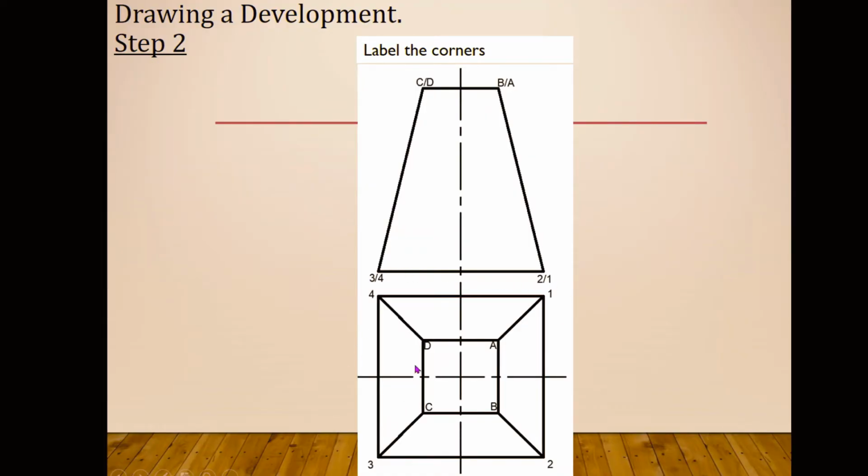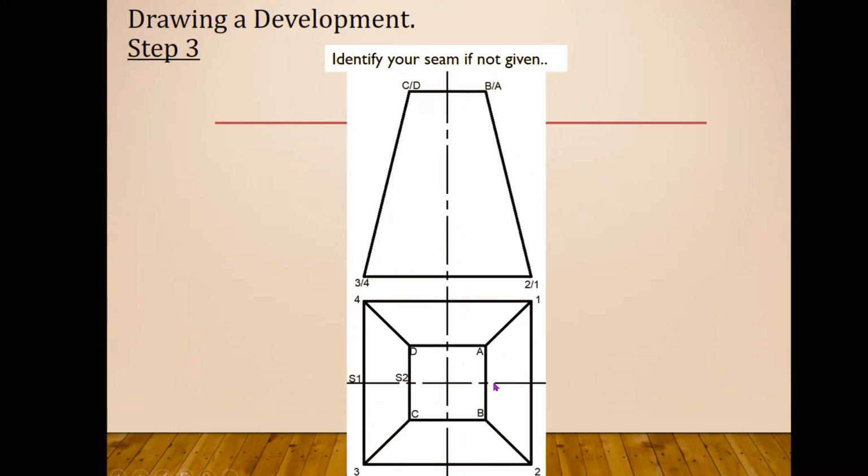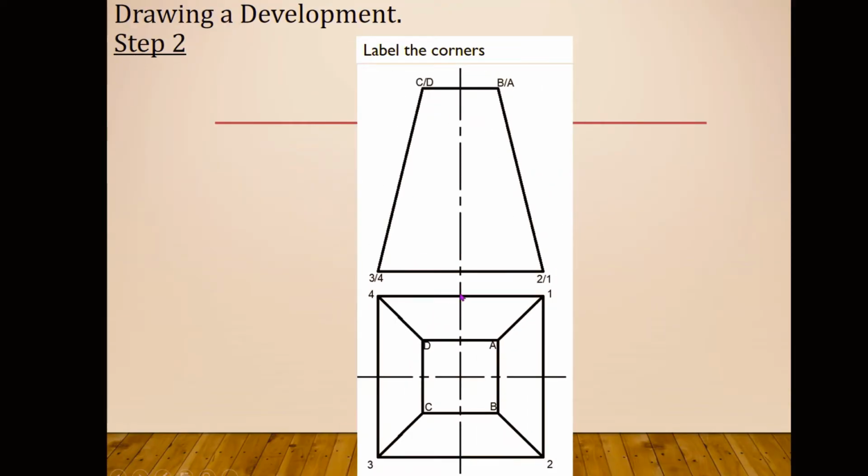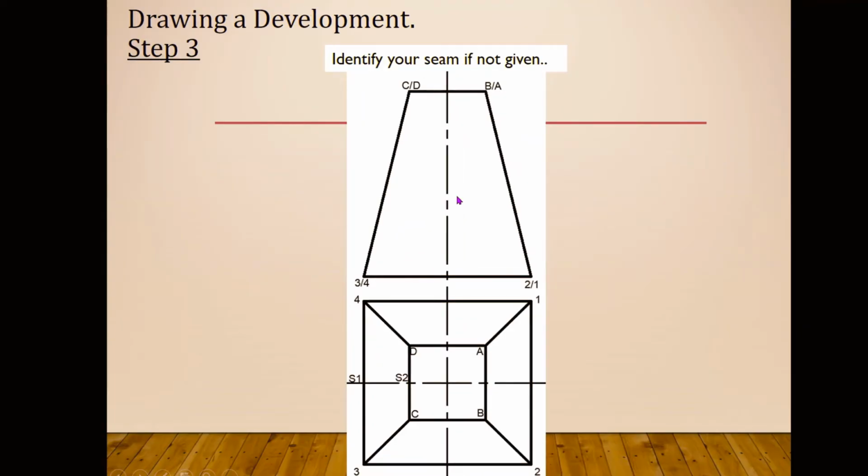Right, the same thing applies. I'll have to project my labels to the front view. So this corner is 4 and 3, and this corner is 2 and 1. The upper corners here, this one is for C and D, and this one is for B and A, sorry.